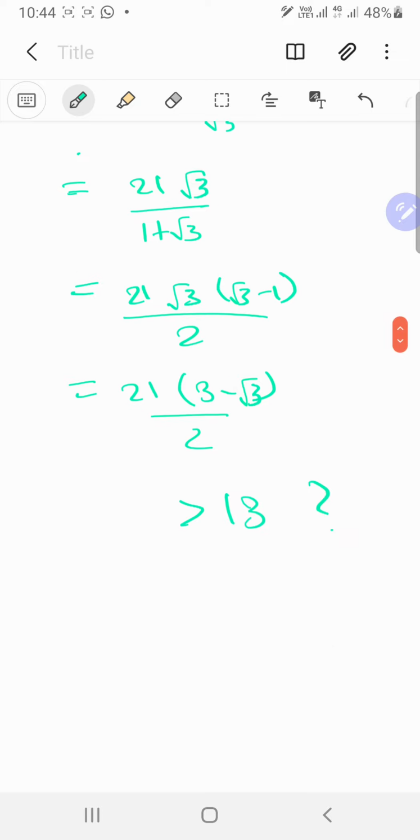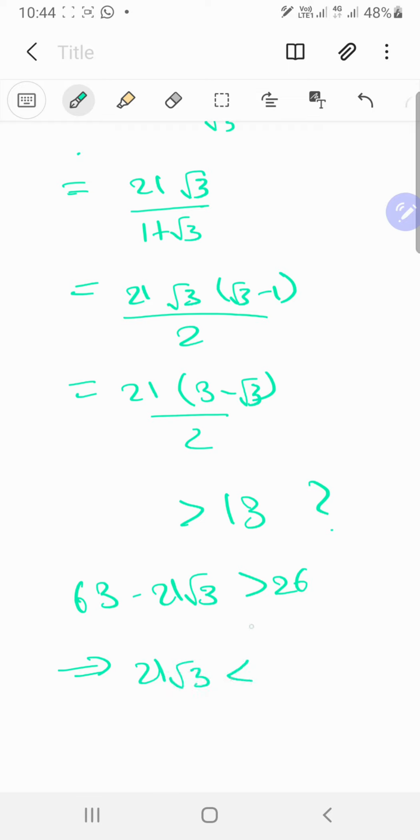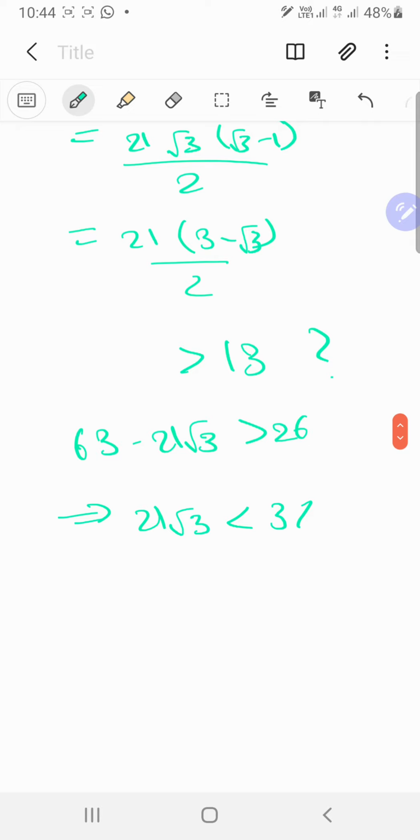So just put a question mark. So it's going to be 63 minus 21√3 is bigger than 2 times 13, which is 26. So that will give me 21√3 is less than 63 minus 26, which is 37, right? So now how do we know this is correct or not? Just square that, right? Or maybe divide this.